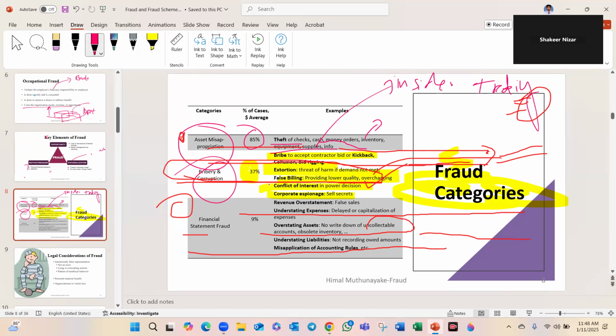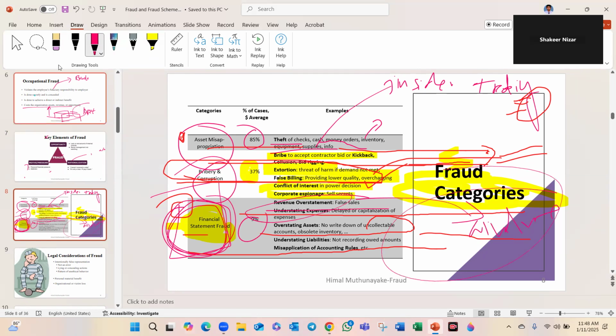Here, financial statement fraud. You are engaging in some number crunching, right? Financial statement fraud: revenue overstatement, false sales. You are window dressing your company. You are exaggerating your operations, right? We call it revenue overstatement.